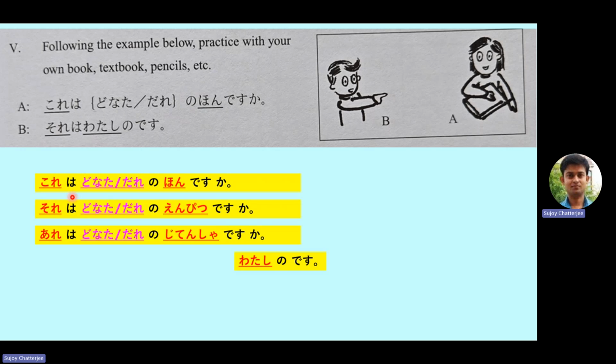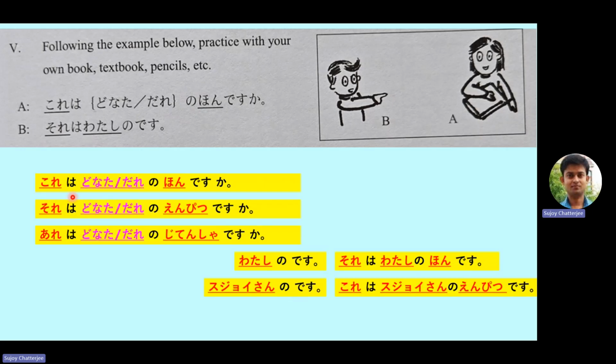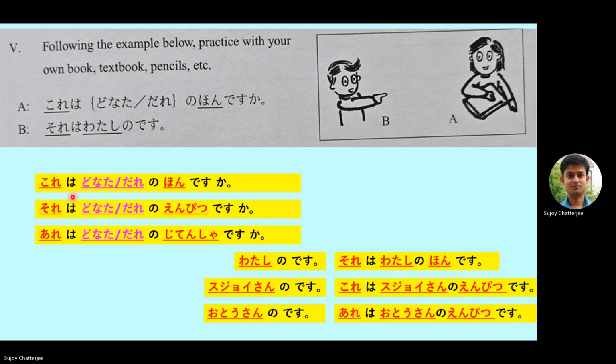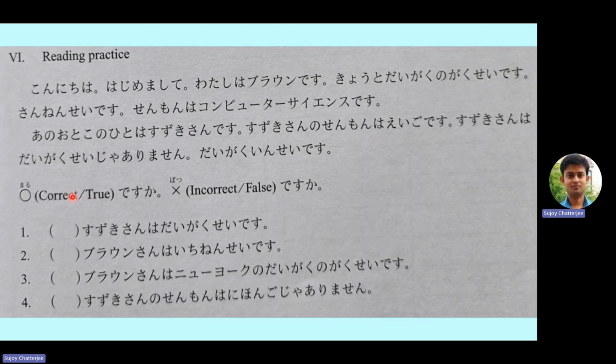The answer can be watashi no desu, or if you want to write the full sentence, it will be それは私の本です。Sujoi-san no desu. これは Sujoi-san no 鉛筆です。This is Oto-san no desu. That means father. Or you can write the full sentence as あれは Oto-san no 鉛筆です or Oto-san no 自転車です。Okay? In this way, you can practice yourself more such examples.